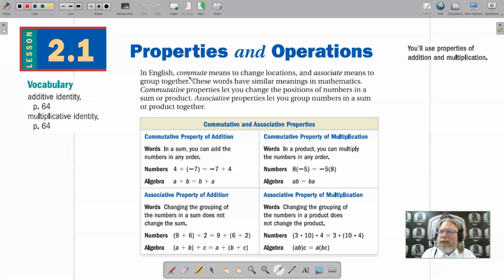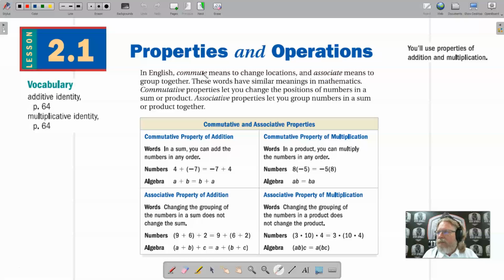So in English, commute means to change locations. If someone says, I have to commute to work, that means they're going from their house to where they work. If you think of a commuter train, it's a train that gets you from point A to point B. Commute means to change locations.